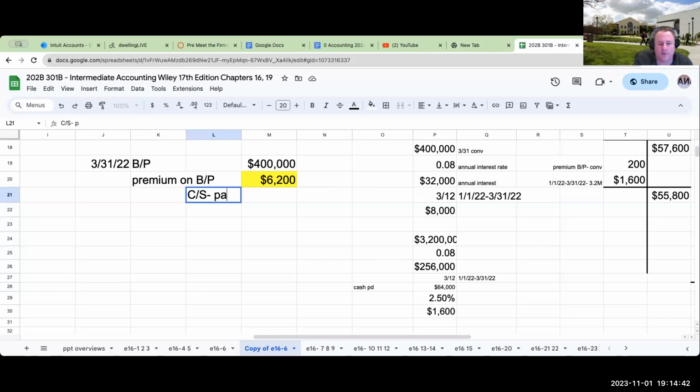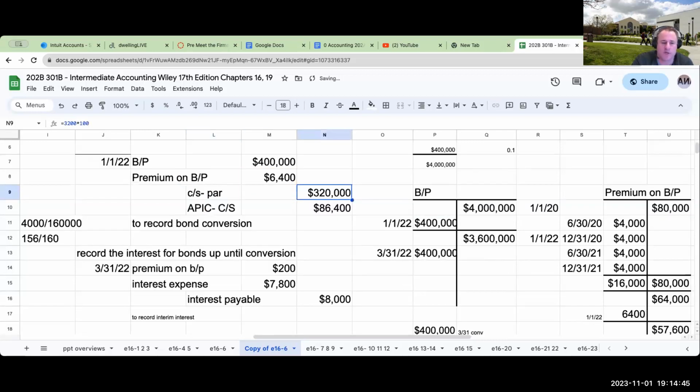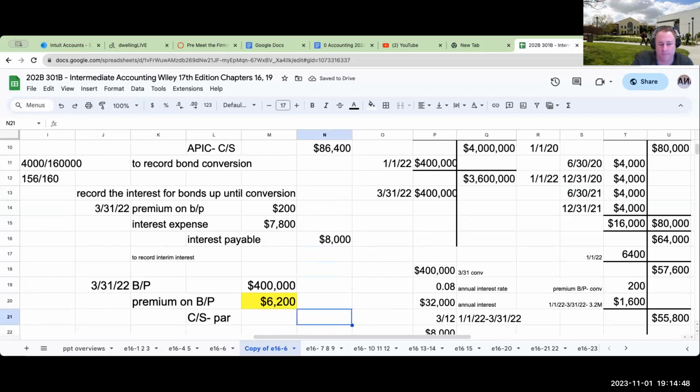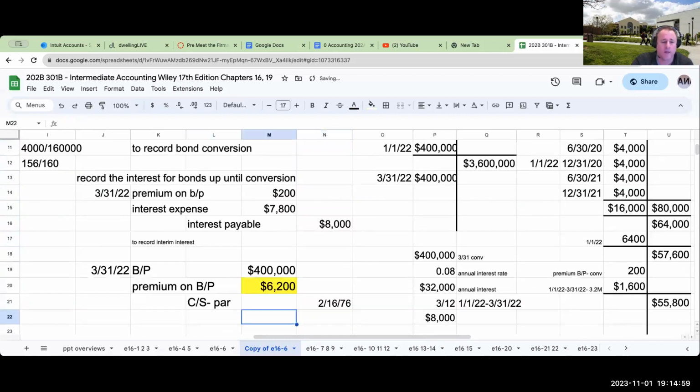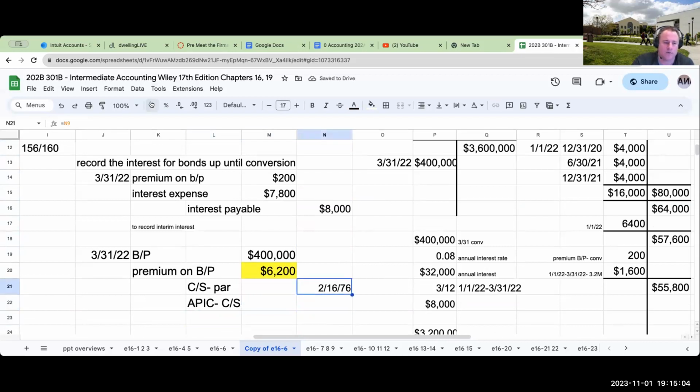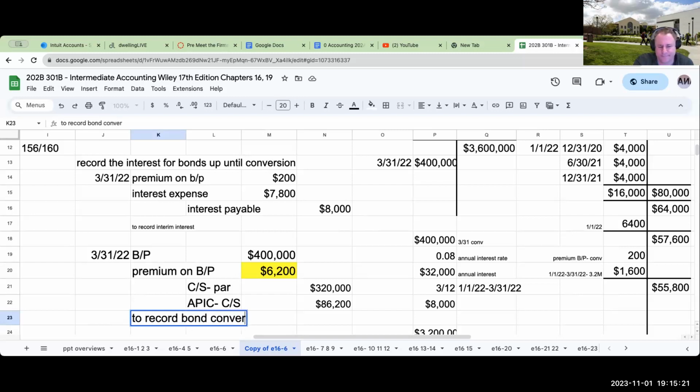I'm now going to have my common stock at par. The same number of shares are being converted. So this is going to be 400,000 at $1,000 each debenture times 8. So 400 times 8 is 3,200. It's basically going to be the same as over here. The remaining amount is going to go to additional paid-in capital, common stock. And this is going to be 400,000 plus 6,200 minus 320, or 86,200. It's basically a plug, balancing the entry to record the bond conversion.